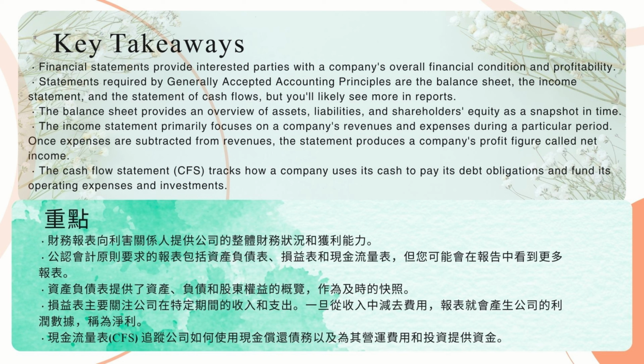The balance sheet provides an overview of assets, liabilities, and shareholders' equity as a snapshot in time. The income statement primarily focuses on the company's revenues and expenses during a particular period. Once expenses are subtracted from revenues, the statement produces a company's profit figure called net income. The cash flow statements, CFS, track how a company uses its cash to pay its debt obligations and fund its operating expenses and investments.